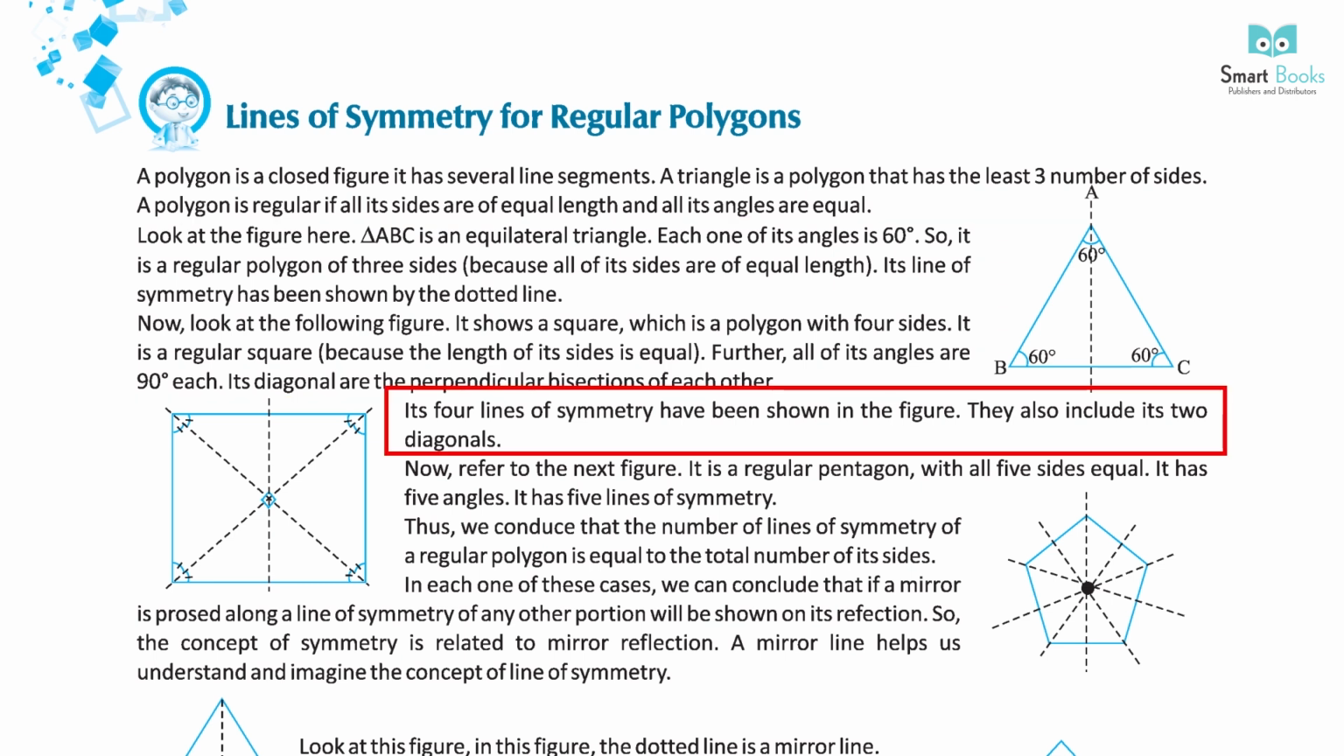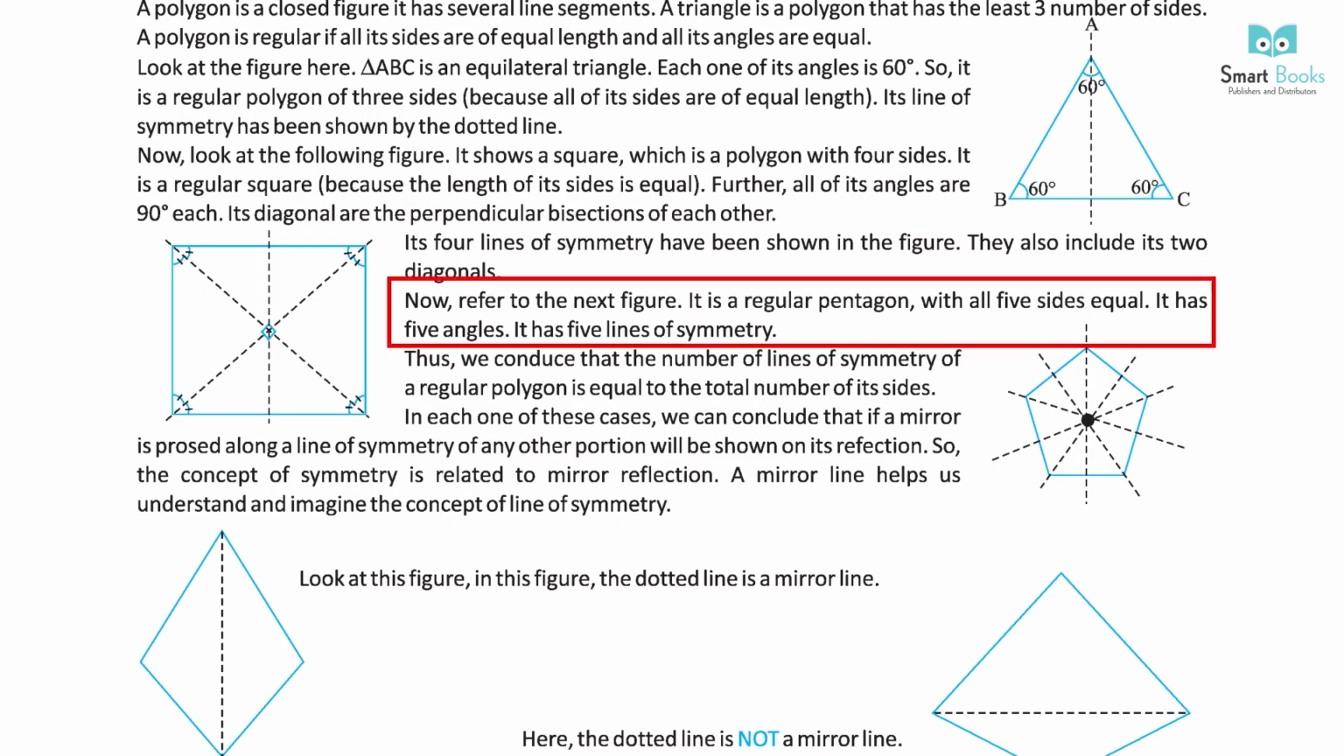Its 4 lines of symmetry have been shown in the figure. They also include its 2 diagonals. Now refer to the next figure. It is a regular pentagon with all 5 sides equal. It has 5 angles. It has 5 lines of symmetry.